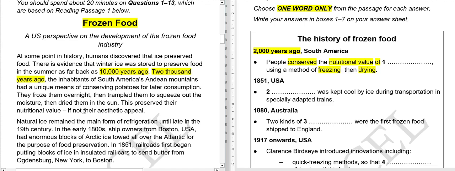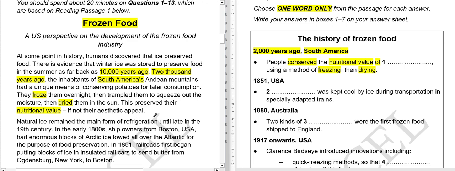2000 years ago, the inhabitants of South America, again South America, Andes Mountains, had a unique means of conserving potatoes for later consumption. They froze them overnight, so here is something about freezing, and then trampled them to squeeze out the moisture and then dried them in the sun. So freezing and drying. This preserved their nutritional value, if not their aesthetic appeal.